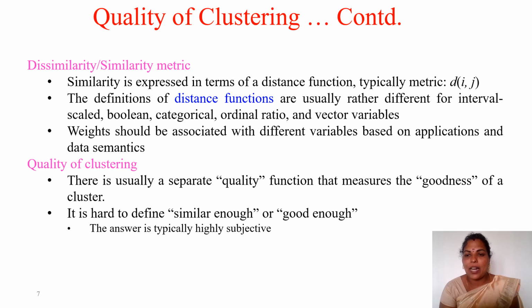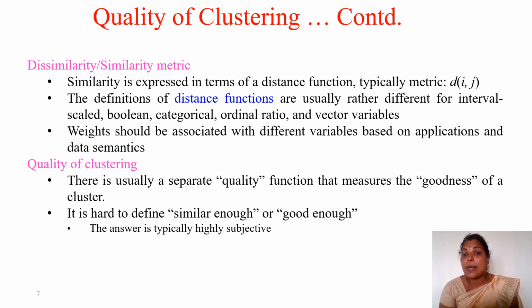So whatever we have learned, and many more distance measures, can also be used in clustering. Then the definition of distance functions are usually rather different for interval scaled, Boolean, categorical, ordinal, ratio and vector variables. Suppose if your data is somewhat categorical, then how to find the distance function, whether it is possible to apply the distance function. All these things we have to consider. For that we have to perform some pre-processing, then we have to apply the distance function. Then weights should be associated with the different variables based on applications and the data semantics.